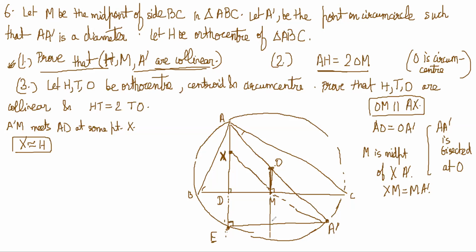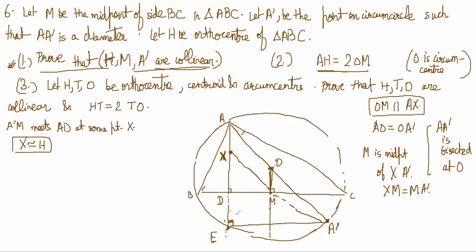Yes, these two lines are parallel. So this is 90 degrees. Actually, the reason this is 90 is because AA' is a diameter. So they are not parallel. We don't know that this will be 90 earlier. We know it because AA' is a diameter. Angle in a semicircle.